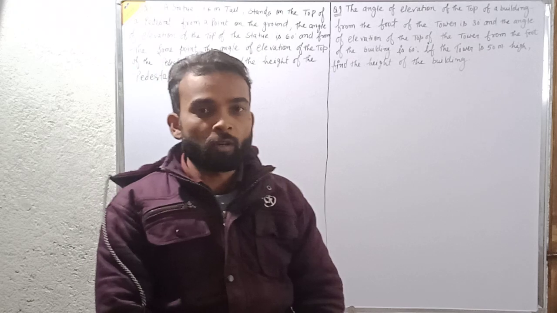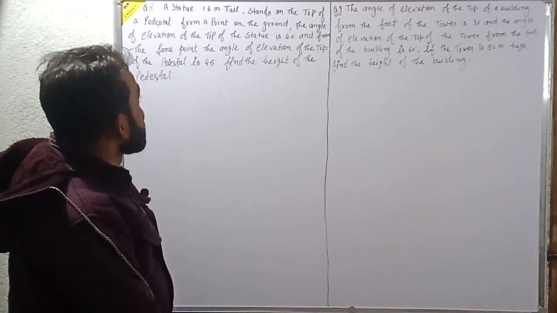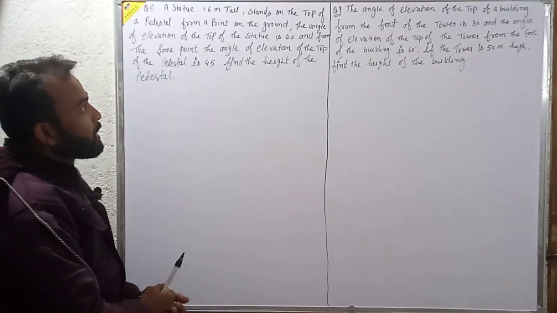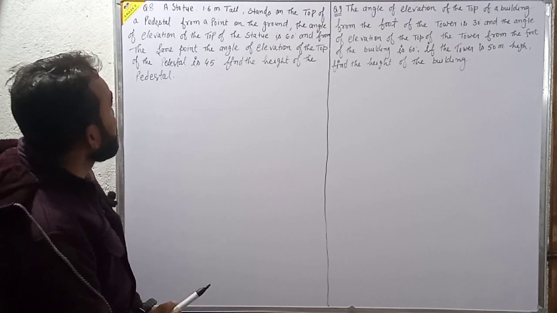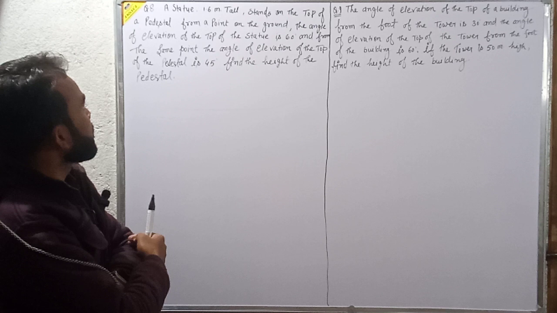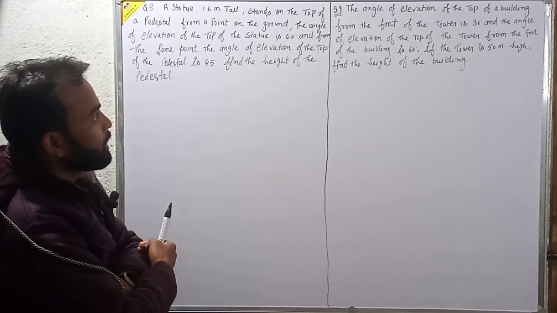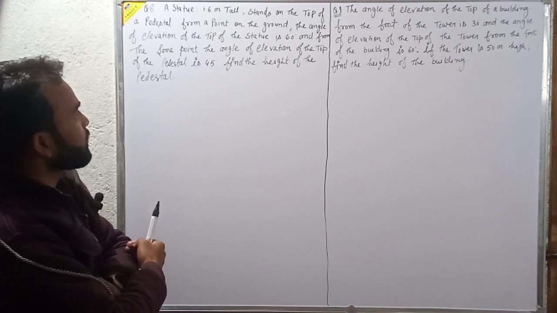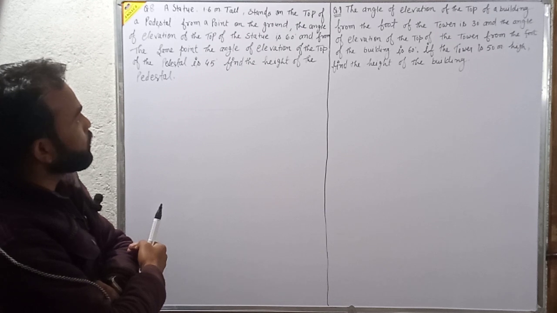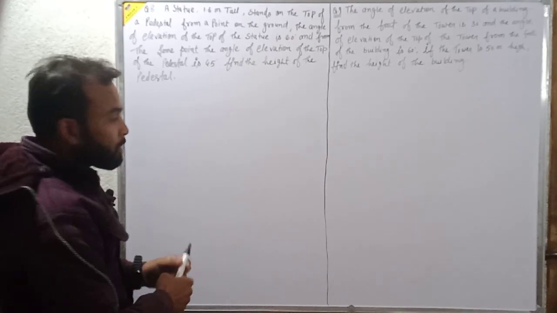Now we have to solve exercise 9.1 question number 8. Question is given that a statue 1.6 meter tall stands on the top of a pedestal. From a point on the ground, the angle of elevation of the top of the statue is 60 degree, and from the same point the angle of elevation of the top of the pedestal is 45 degree. Find the height of the pedestal. Solve.